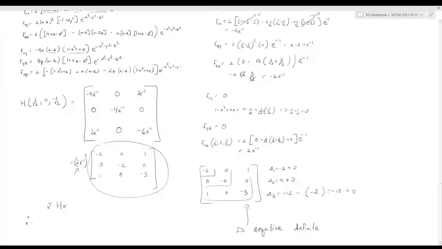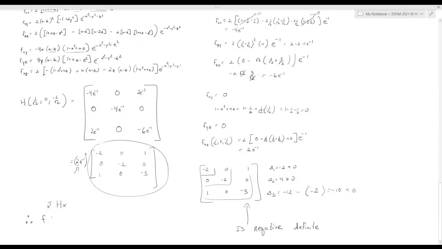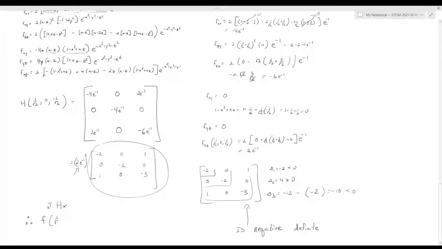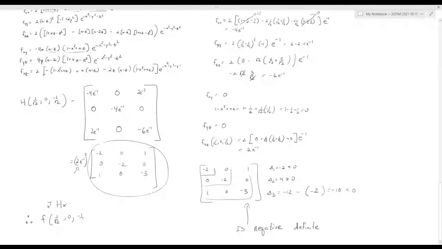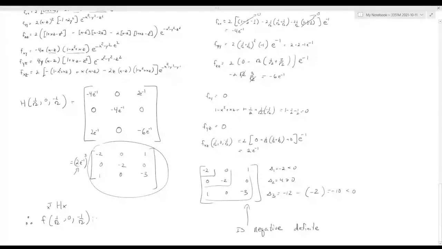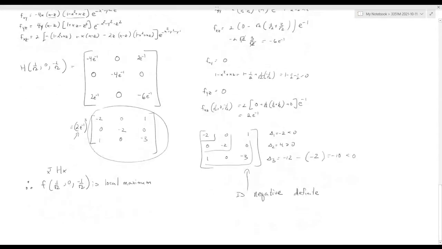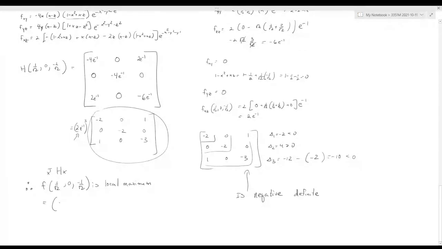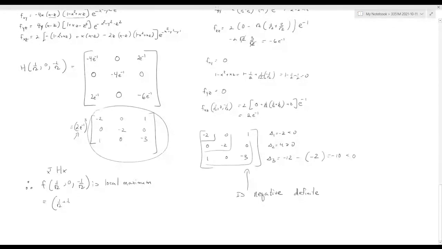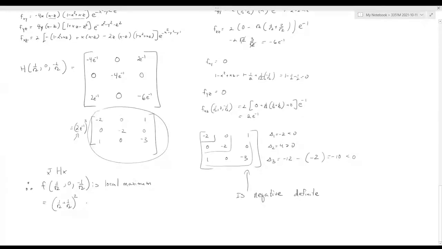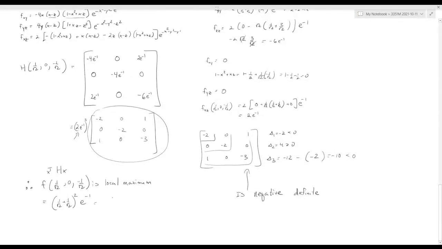Therefore, we can conclude that F has a local maximum. And if we cared what it is, we can actually stick it in. X minus z, rather, squared times that. There you go.